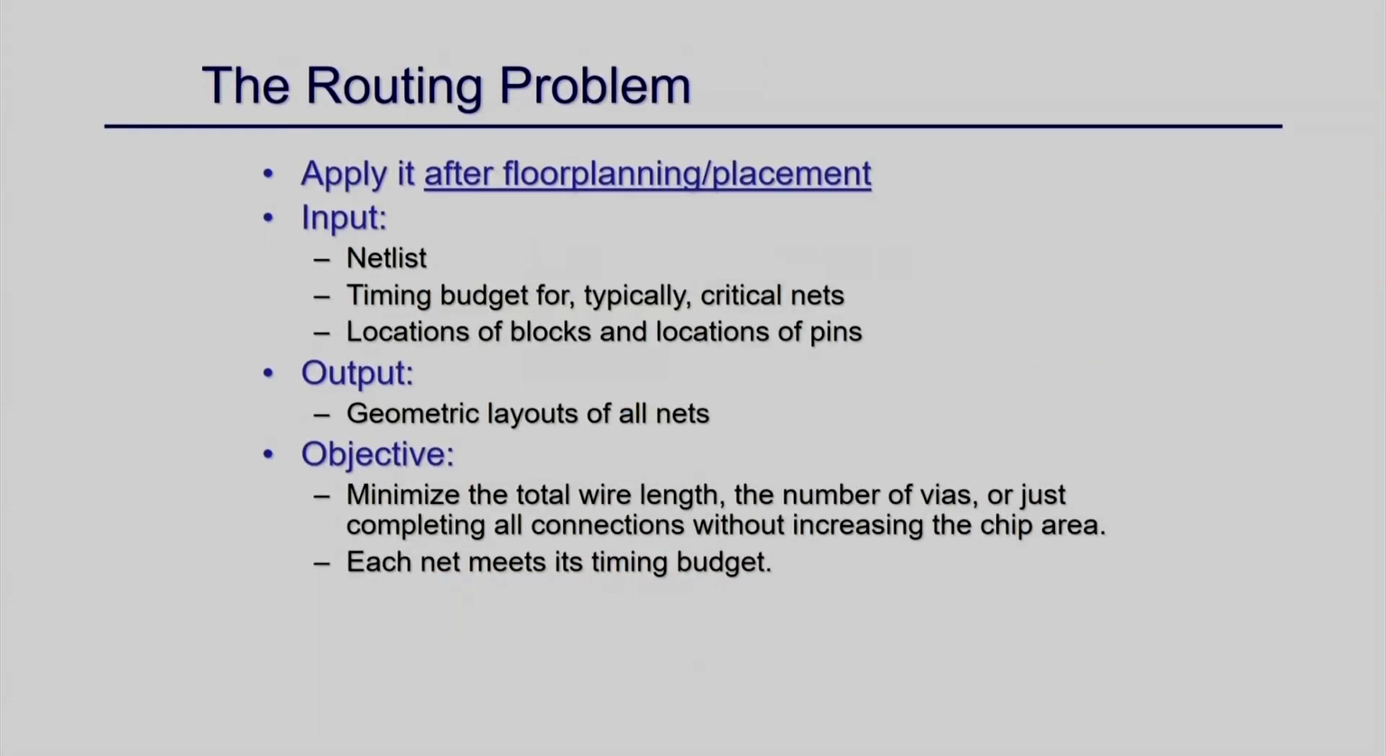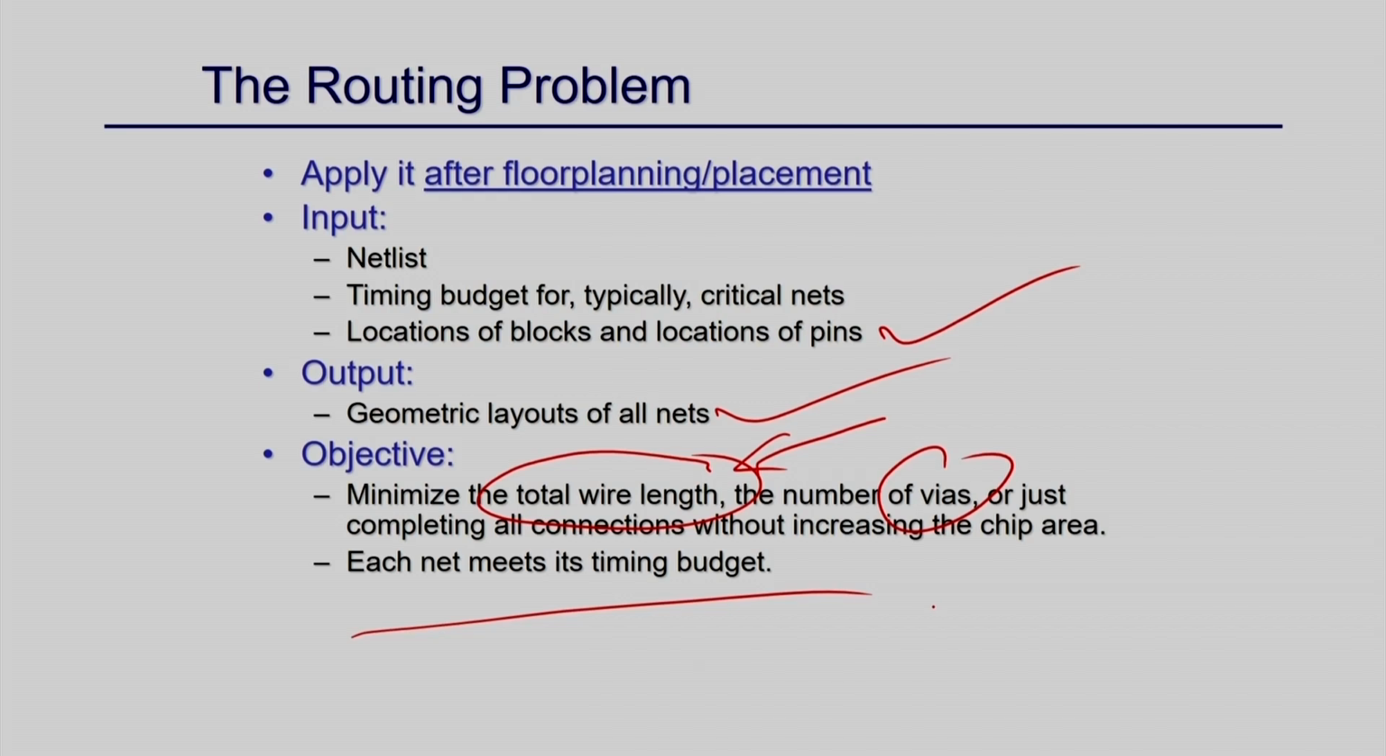So the routing problem is after floor planning or placement. You have a netlist, that means each component's position, the timing budget, that is, each net should meet this much timing, and the location of blocks or pins, and the output is the actual geometric layout of all the nets. This is where the actual interconnection happens. So your objective is to minimize the total wire length and also the number of vias, which I will discuss now, and each net should meet its timing budget. So that is the routing problem.